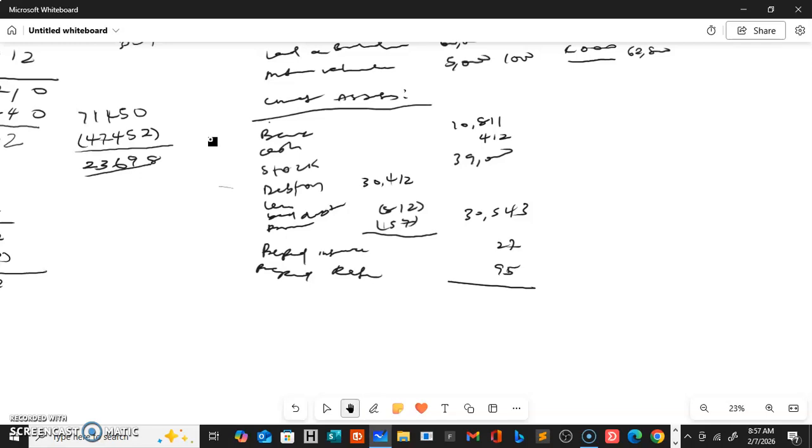11223, 39,000. Let me add that up with the calculator so that we can finish up quickly. So we have 10811 plus 412 plus 39,000 plus 3543 plus 27 plus 95. Okay, we have 80888.